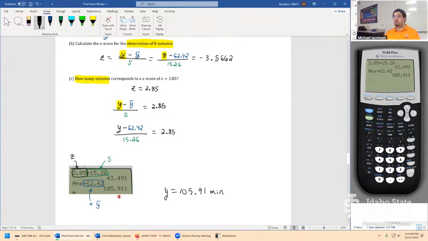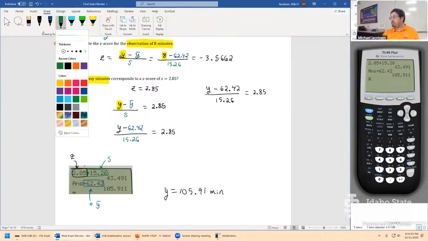So if this makes sense to you, this is a clean way to get through the problem every single time it comes up. If this seems kind of vague, here's the algebraic approach. Let me recopy the equation over here. Y minus 62.42 over 15.26 equals 2.85.